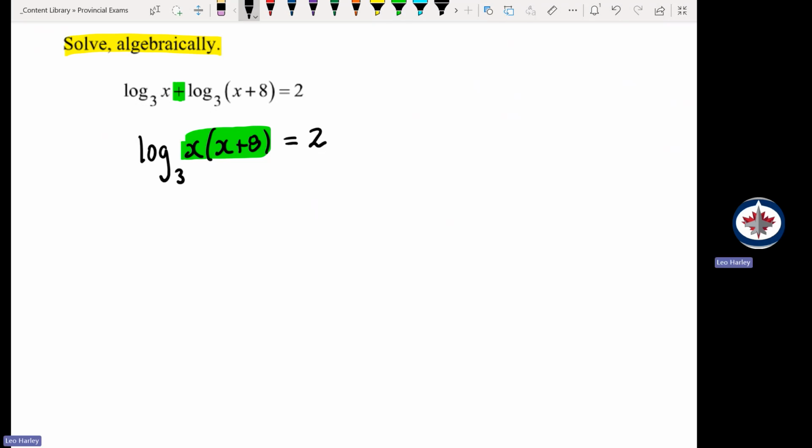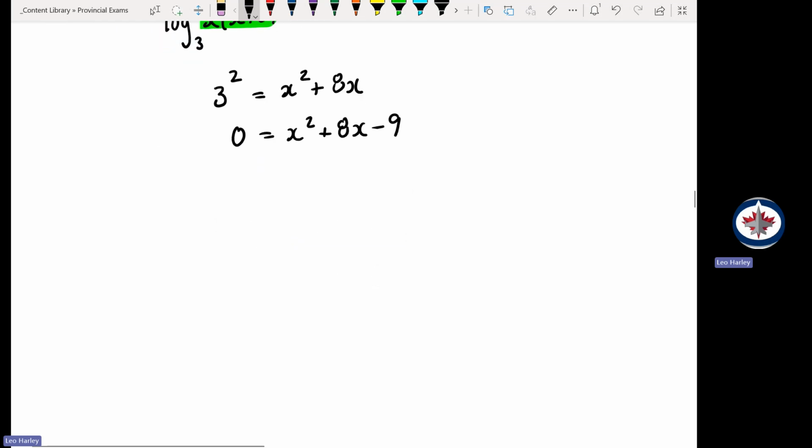And then you're going to remember if you're solving for x that's trapped inside of the logarithm, your best bet here is to unravel the logarithm. So you get 3 to the power of 2 is equal to x squared plus 8x. Now you're just going to end up with 0 is equal to x squared plus 8x minus 9. Pray that it factors, and I'm pretty sure it does. Especially too, because it's in the non-calculator section.